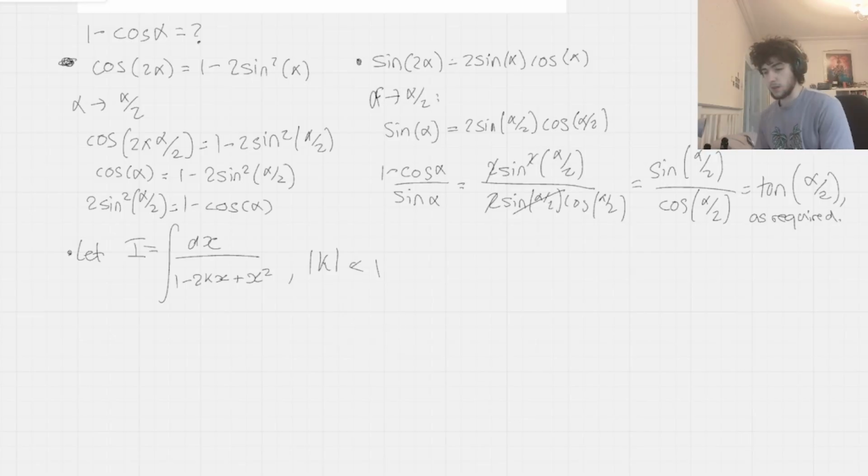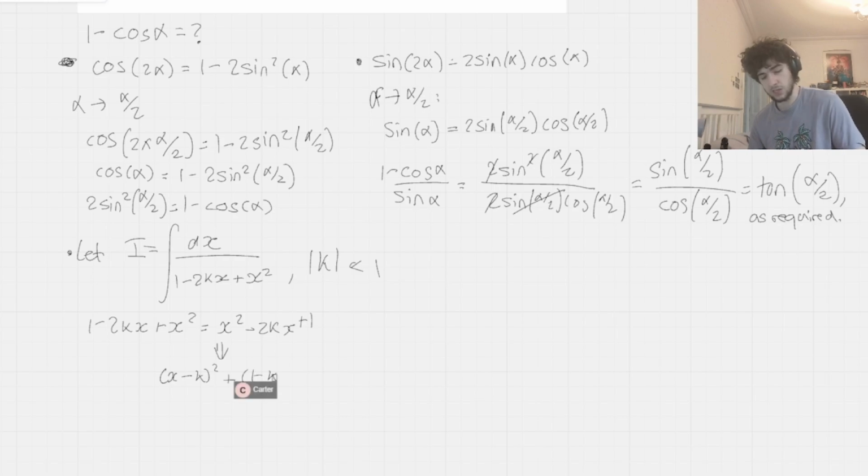Okay. And so effectively then, what I can do is complete the square on the denominator. So if I look at my denominator, I have 1 minus 2kx plus x squared, which is the same thing as x squared minus 2kx plus 1. That's how I like to put my quadratic before I complete the square. When I complete the square on this, what I'm going to get is (x minus k) squared plus 1 minus k squared. So that's my completed square. And this therefore gives me the integral of dx over (x minus k) all squared, plus 1 minus k squared, okay?